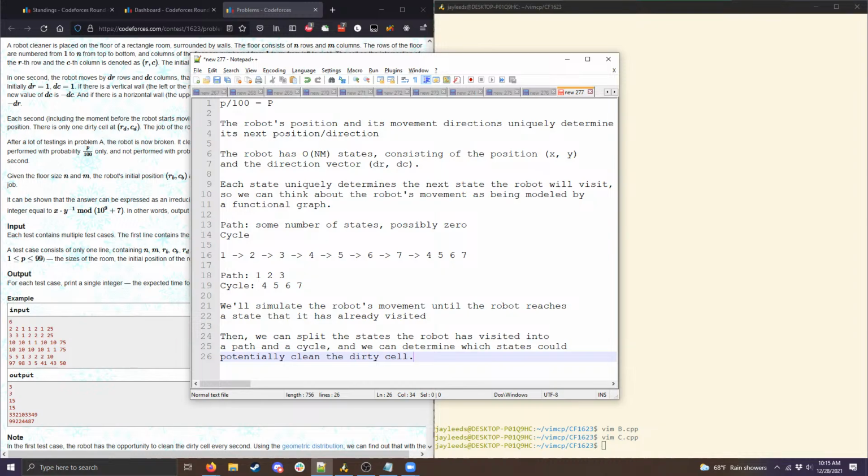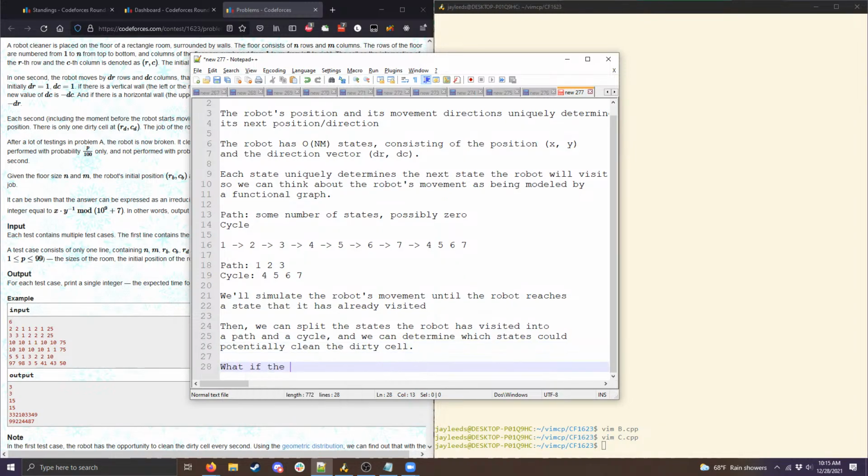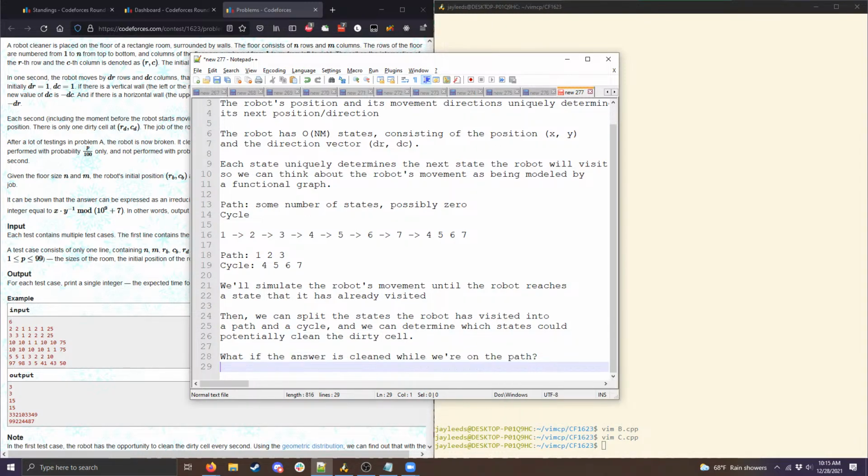And so now we need to use this information to find the expected amount of time to clean the dirt. So the first thing we'll do is find the answer if the dirt is cleaned while we're on the path. Okay, so what we're going to do is maintain a probability that I'm going to call R, which is the probability that the dirt has not been cleaned yet.